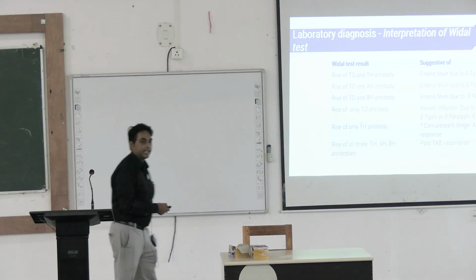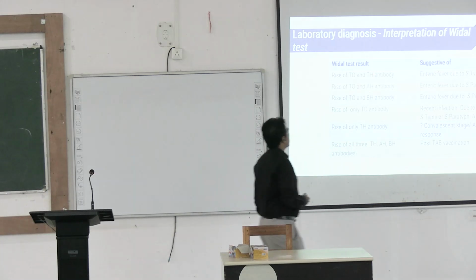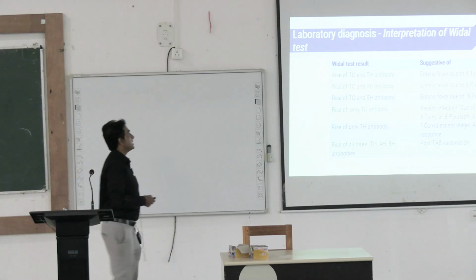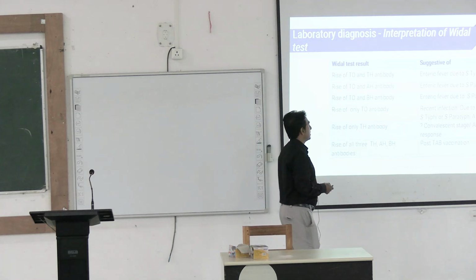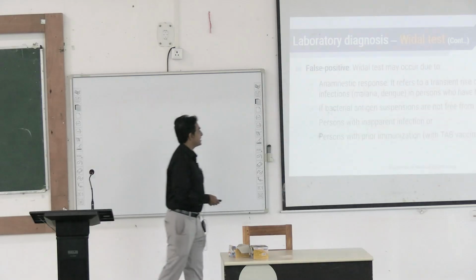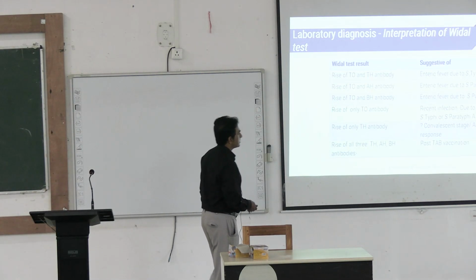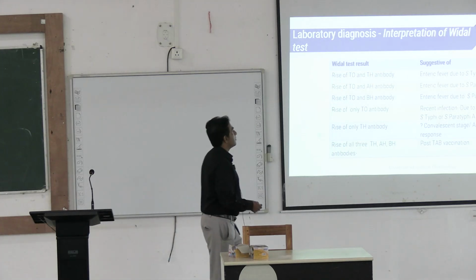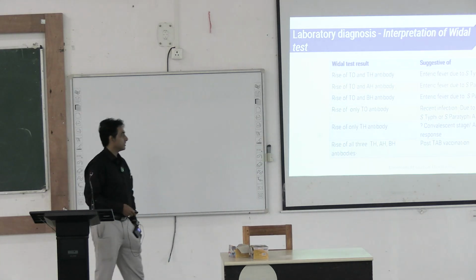Rise of TO and TH antibody is suggestive of enteric fever due to Salmonella typhi. Rise of TO and AH antibody means enteric fever due to Salmonella paratyphi A. TO and BH antibody is due to paratyphi B. Only TO antibody rise signifies recent infection due to any serotype, and rise of TH antibody will suggest convalescent stage or anamnestic response, and rise of all three antibodies will signify post TAB vaccination. There all the antibodies will rise: TH, AH, BH antibodies.